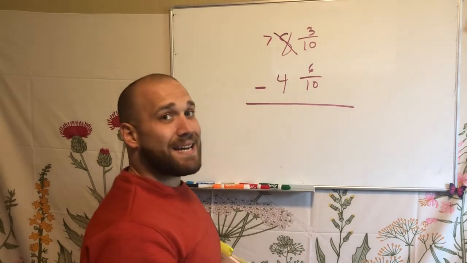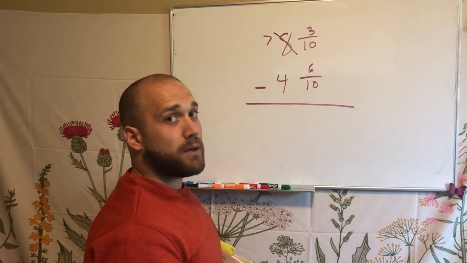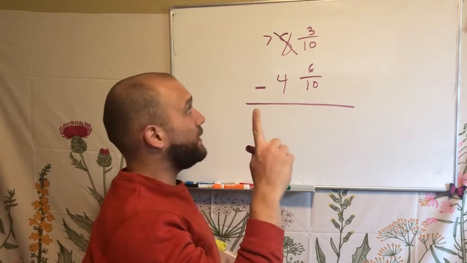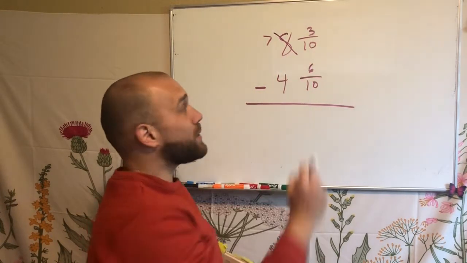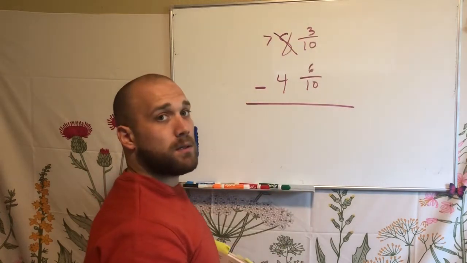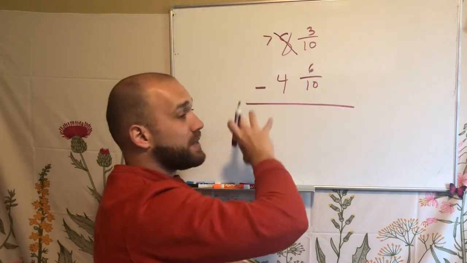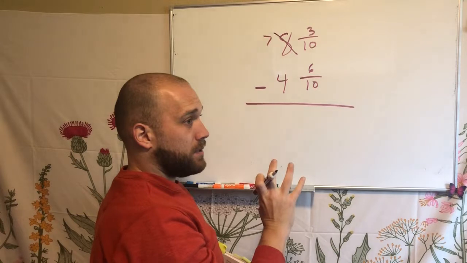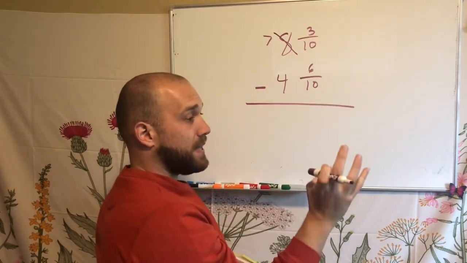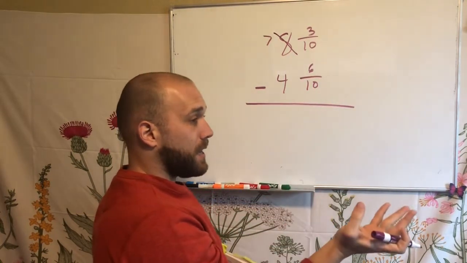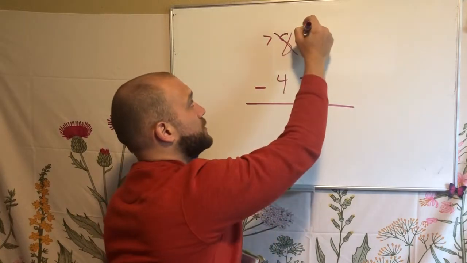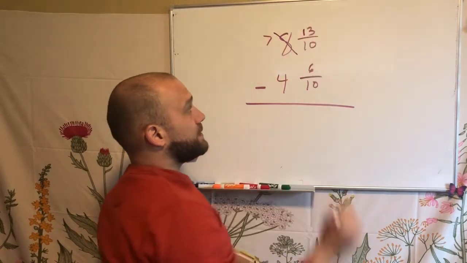Where am I going to put that 10 over 10 that I just took out of there? I took out 1, which is 10 over 10, because that's the fraction that we're working with, so I need to add it over here. So my numerator, 10 over 10, gets added to 3/10. Denominator stays the same, so this is going to turn into 13/10.